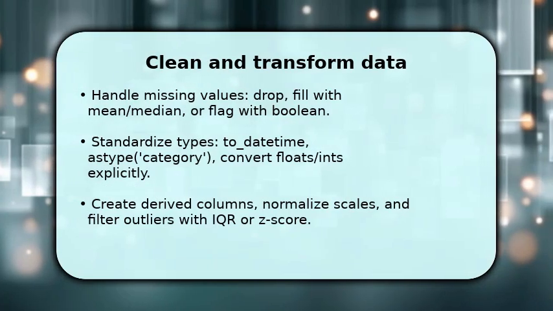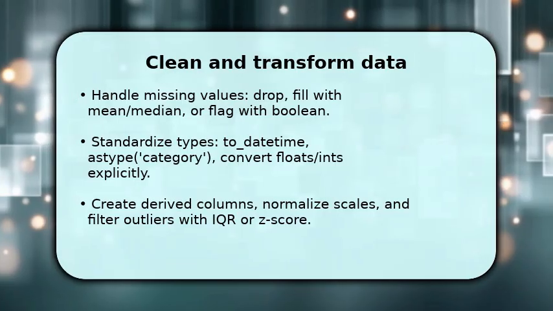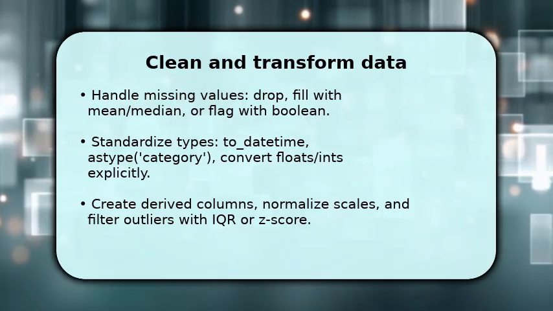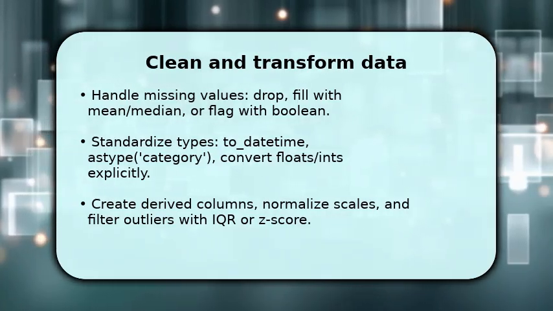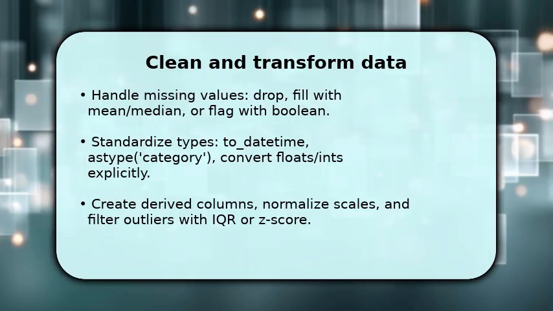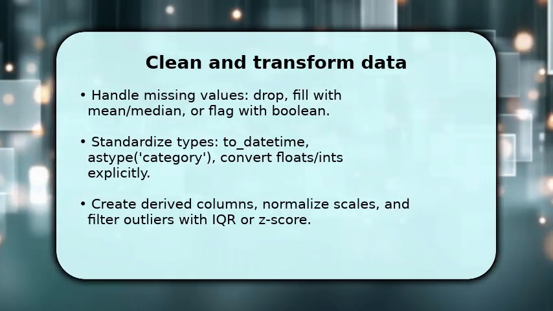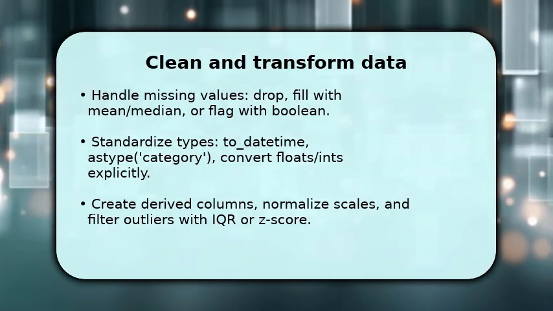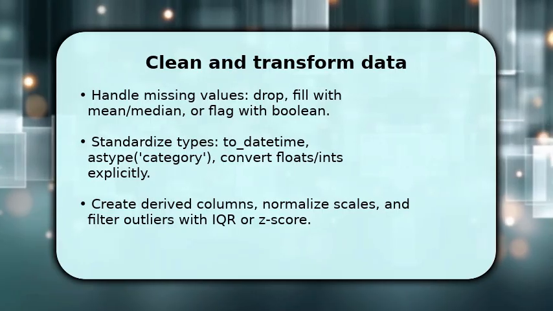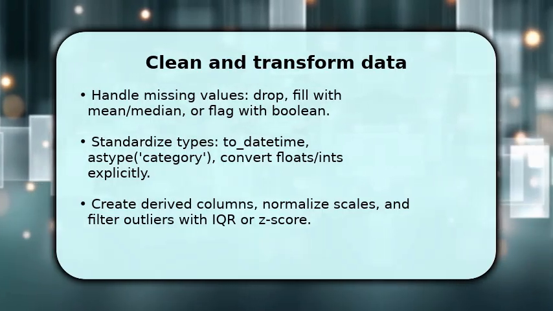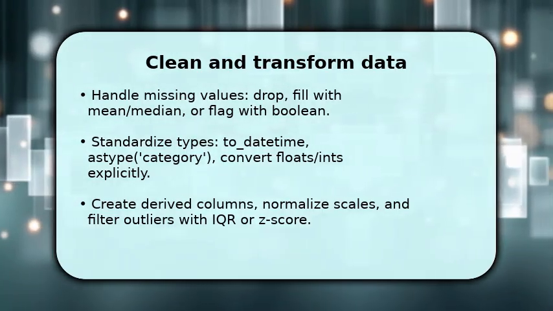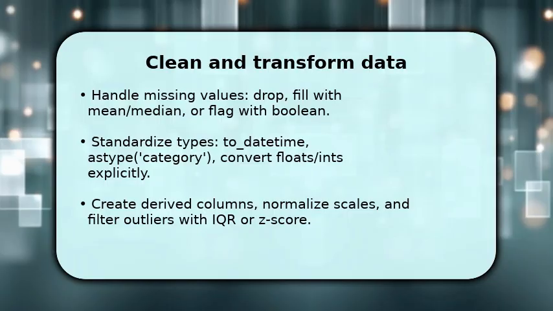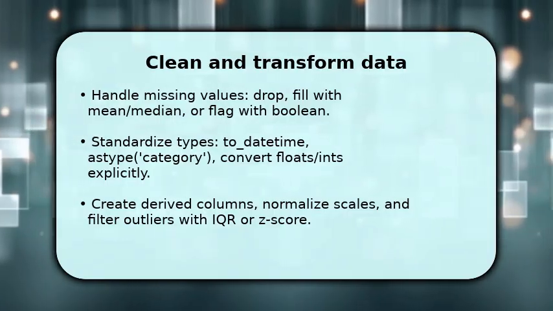You now perform core cleaning and transformations. Identify missing values and decide whether to drop rows, fill with mean/median, or tag them with Boolean flags. This choice affects downstream analysis. Next, standardize types, use to_datetime for dates and astype category for labels, because correct types speed up grouping and reduce memory. Once done, create derived columns and normalize numeric scales. If needed, filter outliers using IQR or Z-score to avoid bias. Make sure to chain operations with method chaining for clarity.